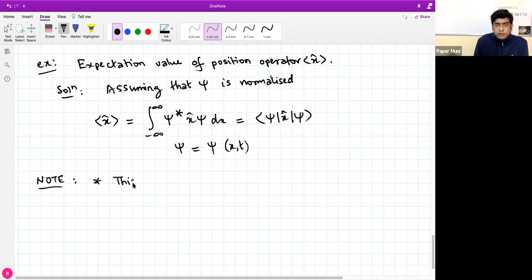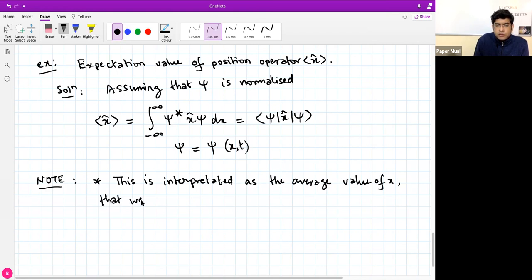Now you can write down this is interpreted as the average value of x that we would expect to obtain from a large number of measurements.